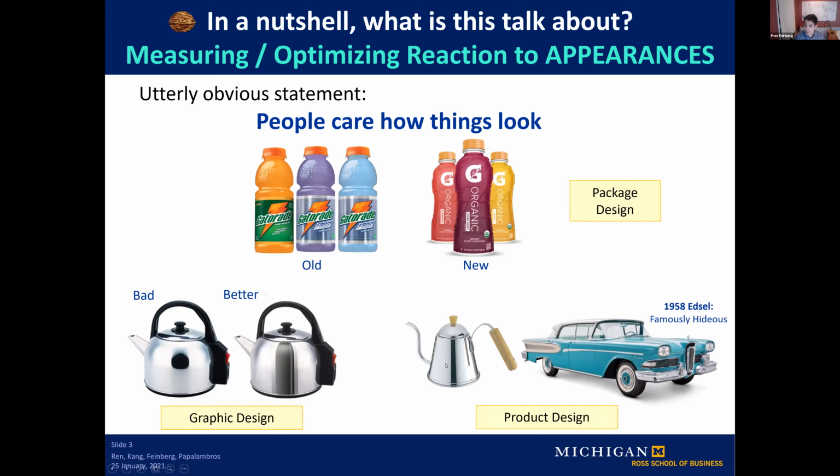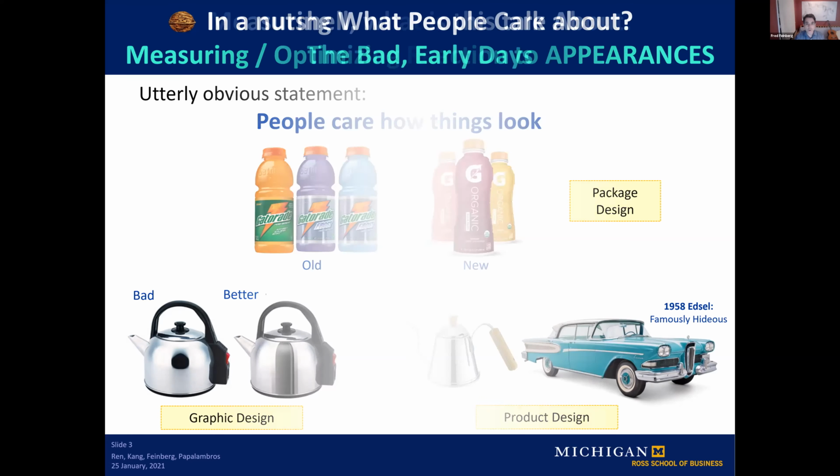This is one of the highest rated kettles on Amazon, and it looks quite different. Probably the single biggest design fail in marketing history is the Edsel. People took one look at it and said, my God, it's hideous. This is what we want to avoid. We want to do pre-market forecasting that gets us away from the my-God-it's-hideous thing. So how can we do that?